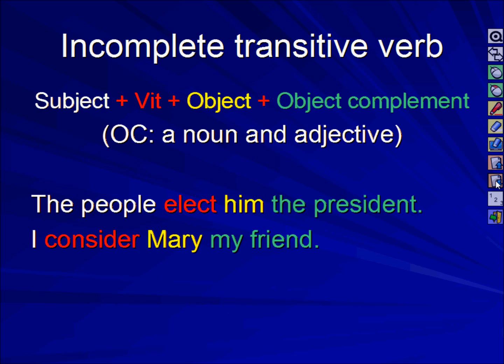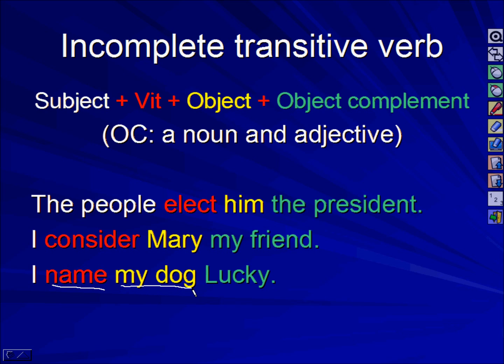Let's look at the next one. I consider Mary my friend. Consider, verb incomplete transitive. An object, this is an object complement. So you can see my friend is actually a noun. So instead of talking about the person here, my friend is an object complement which talks about the object Mary. Let's look at the next one. I name my dog Lucky. Again, verb, object, and object complement. And you can see that Lucky is also a noun. This is the name of his dog.